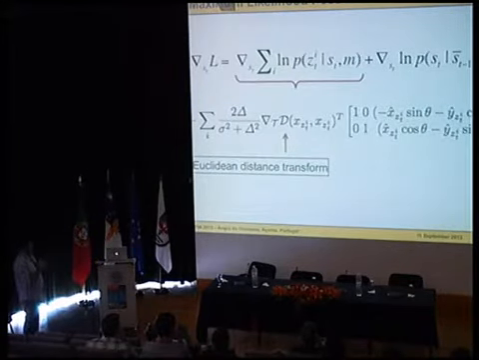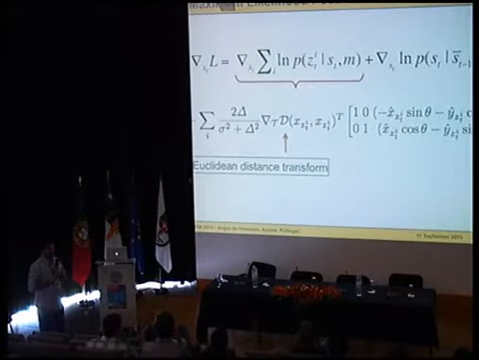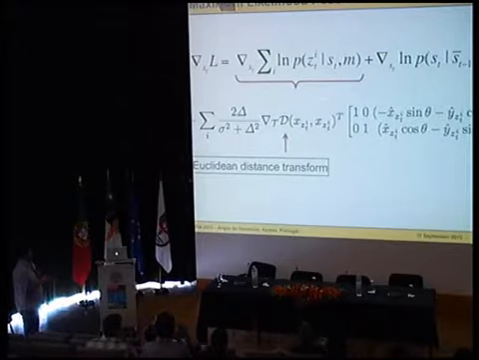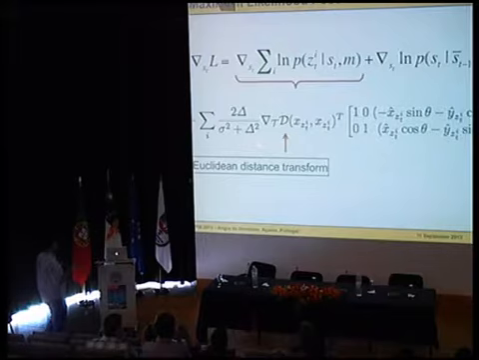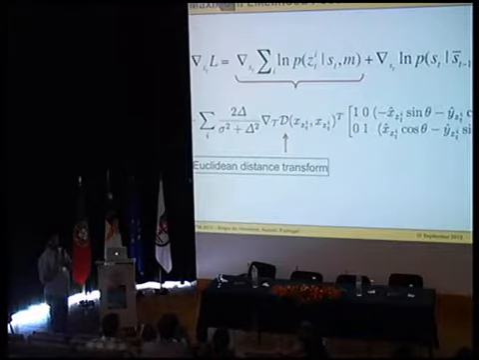And this likelihood can be, this is the equation to calculate the gradients, because we need the gradients to use a gradient descent or ascent algorithm. I just want to highlight this. This is, as you saw, the Euclidean distance transform. You cannot have these gradients in closed form. So what we do is use a Sobel operator to find the gradients in this position.